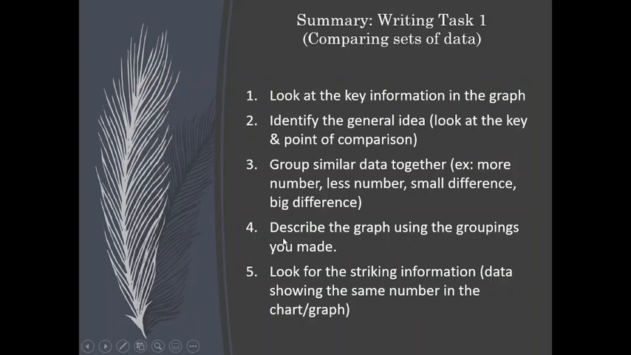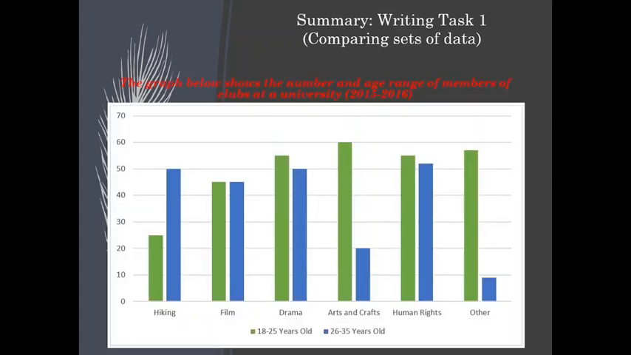All right. And the last one, you have to look for the striking information. So what is the striking information? It is the data in your graph showing the same number or same amount. That's why I told you earlier, take note of this one because it's showing the same number. This is a striking information.